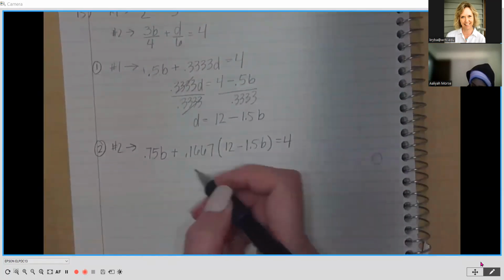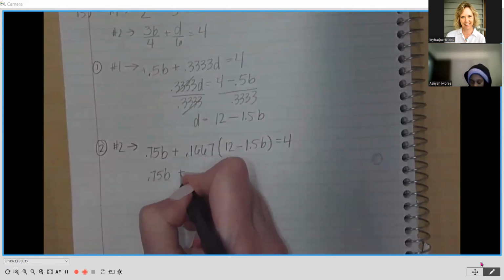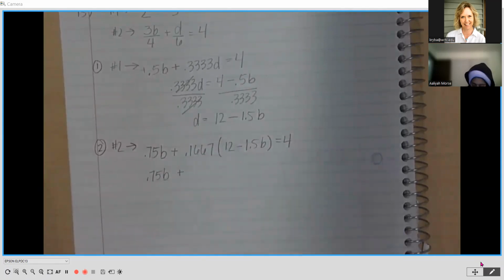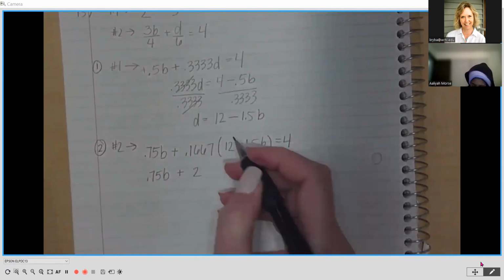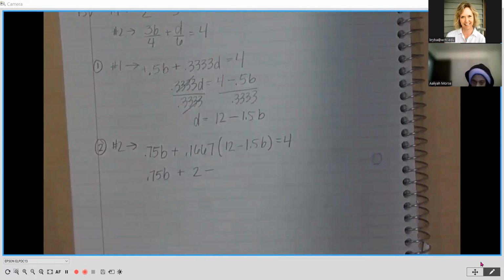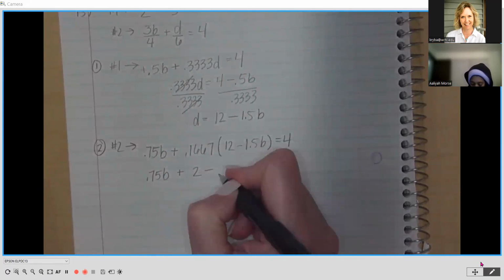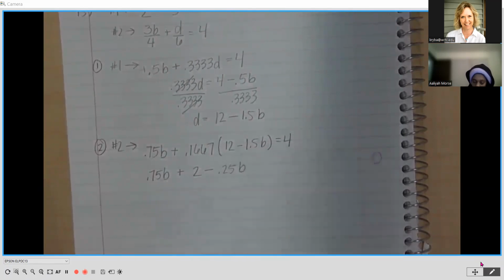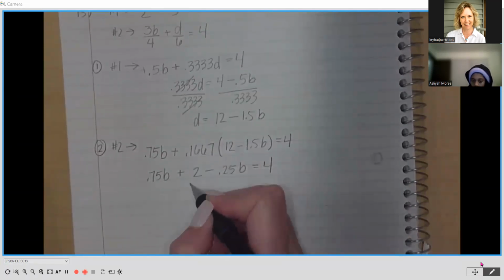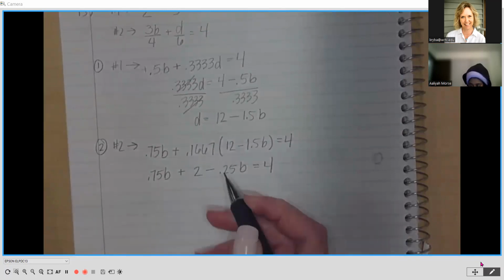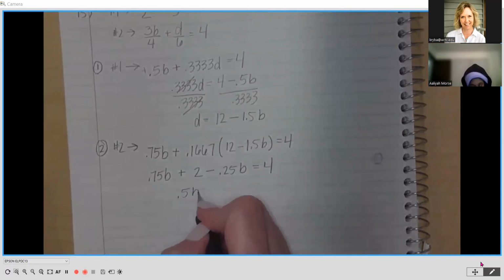So now I'm going to do my distribution. 0.75 B plus 0.16667 times 12 is going to be 2, minus 1.5 times 0.1667, which is going to be 0.25 B, is equal to 4. So I can combine these two right here: 0.75 minus 0.25. That's going to be 0.5 B.